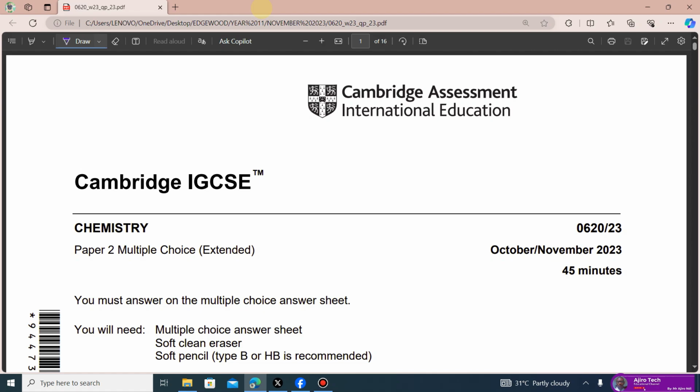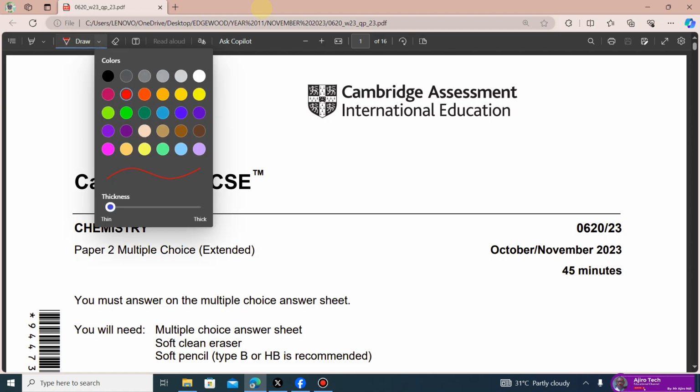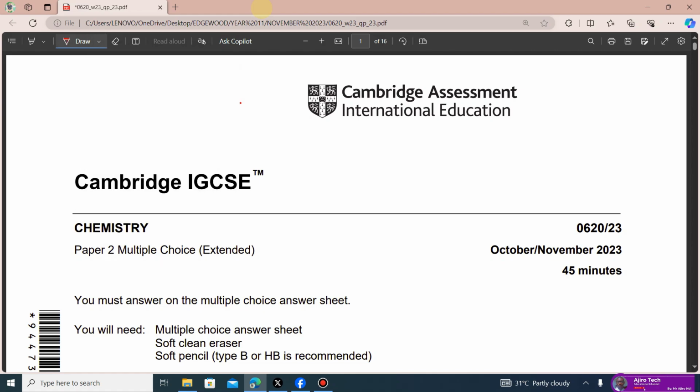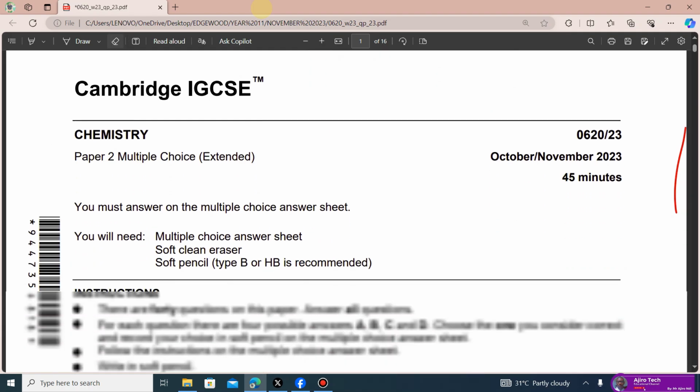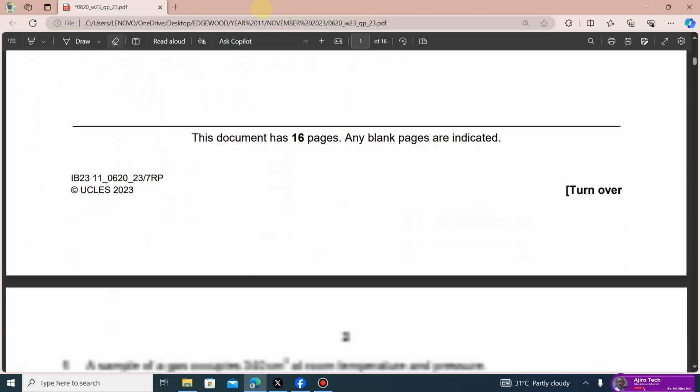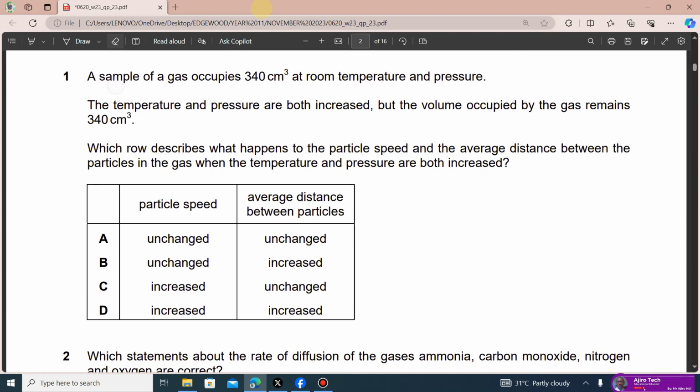So in this particular video, we're going to be solving questions from the October-November 2023 paper 2. It's an extended paper, and of course you see that it's a paper that should last for 45 minutes. So you have to be really fast and accurate when it comes to solving the objective multiple choice questions. So let's go straight to solving the questions.